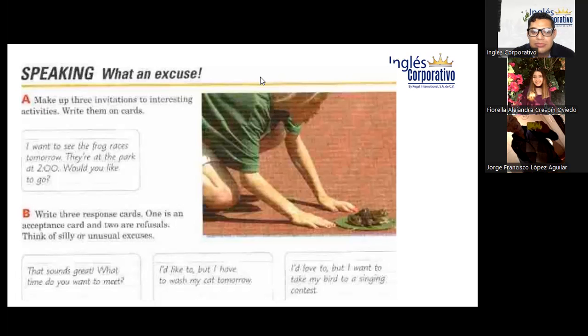Teacher, I have a question. Yep. What is the difference between do you like to go or would you like to go? Do you like is to know if you like something. Do you like pupusas? Yes, I like. But when you say would, it is like something that you want to do with the other person, like te gustaría. That is would you like. And do you like is te gusta. Thank you. You're welcome.